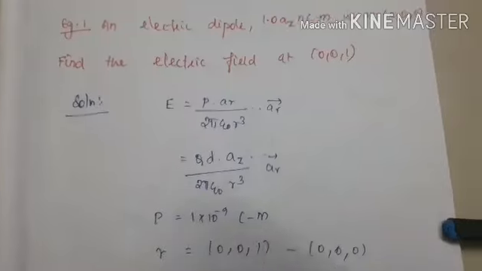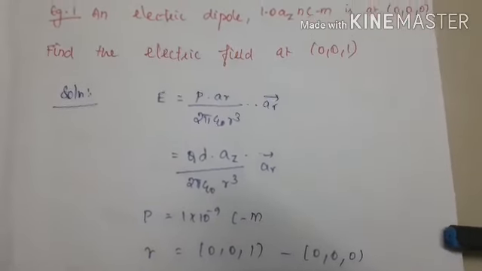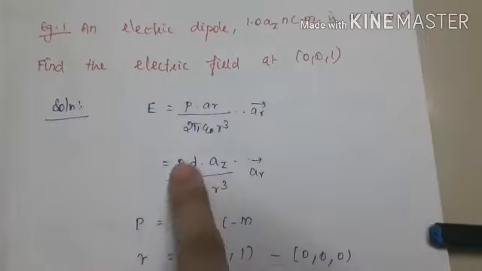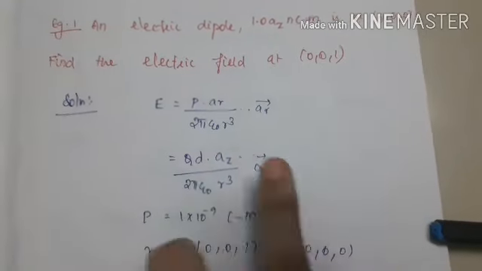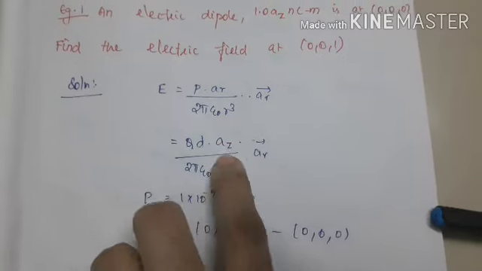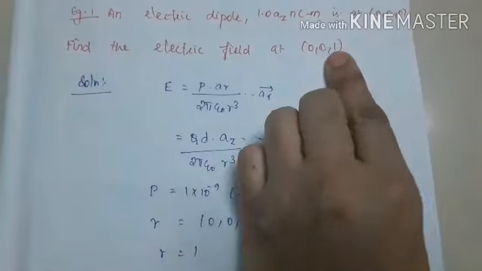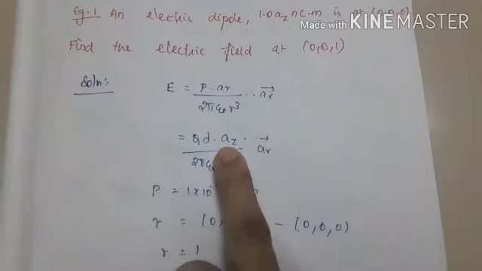So what is the formula for dipole moment? P is equal to Q into D, right? See, here I have substituted P is equal to Q into D. Here I am using AZ, because here only the Z axis has a value, right? So I just substituted it as AZ.